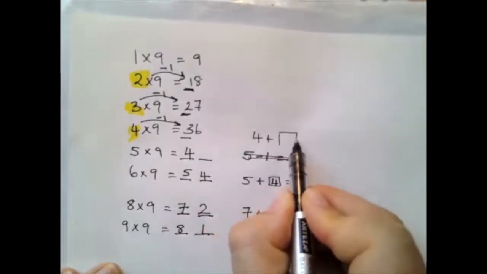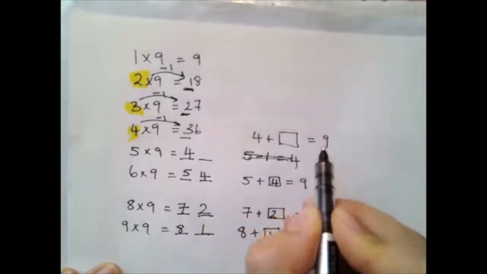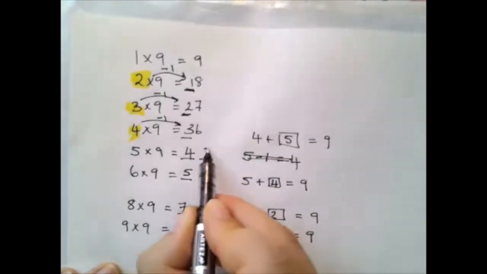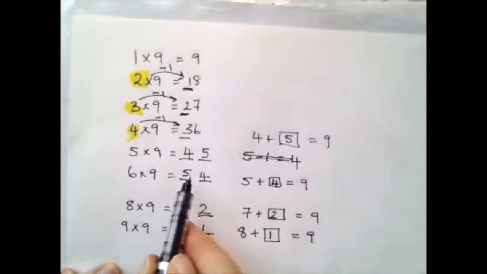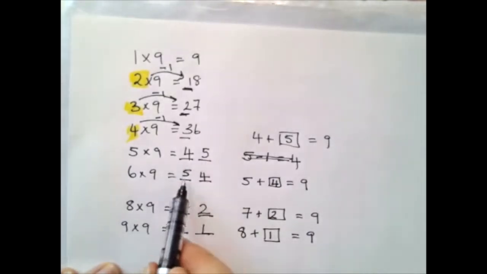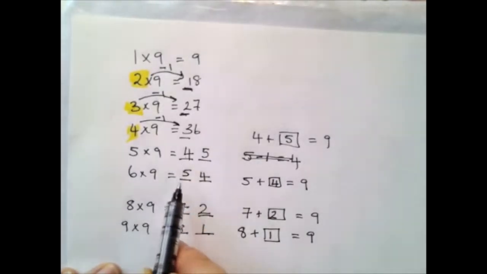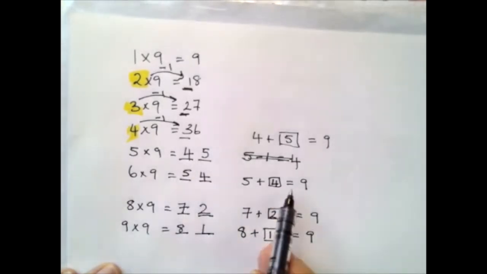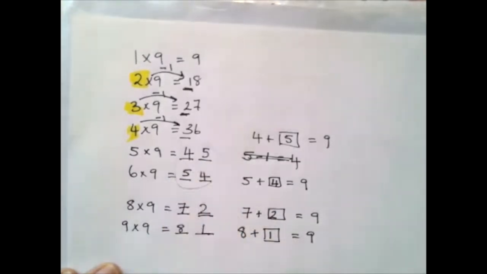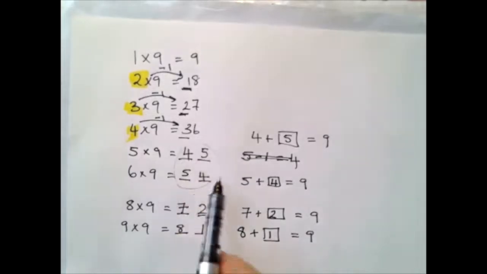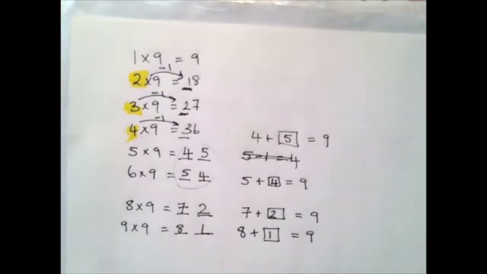4 plus what equals 9? That's 4 plus 5. And I know that as well because I could look at this one and I know that if it's a 4 at the front, it must be a 5 at the back. If it's a 5 at the front, it must be a 4 because of the 9. But I also know that I'm looking for similar numbers that have the digits that just swap over.